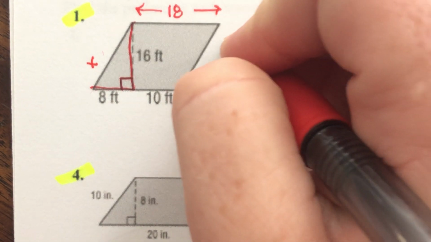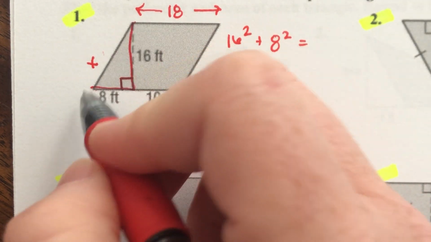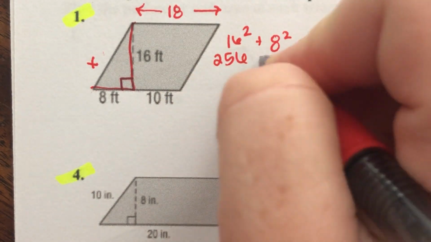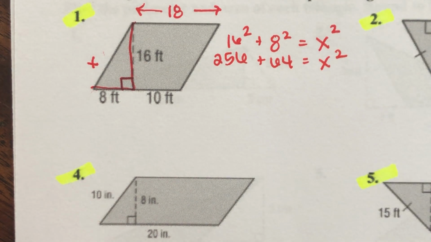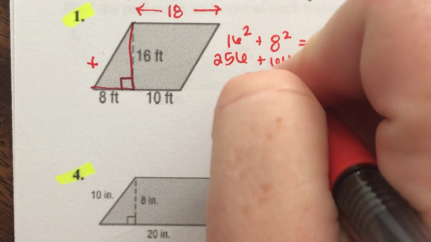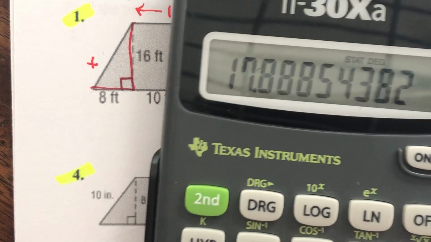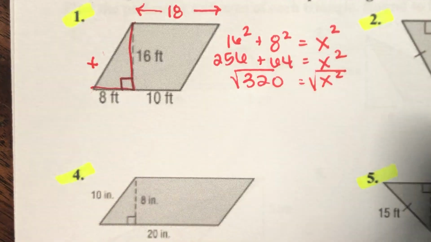Okay, so I'm going to say 16 squared plus 8 squared equals the hypotenuse squared. Right, 16 squared is 256, 8 squared is 64. Add those together and we get 320. And then, of course, to figure out the length of the side, we have to take the square root. The square root of 320 is this big number, and the directions say to round to the nearest tenth. So we're going to use 17.9.